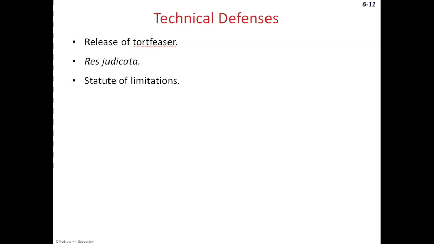Because the plaintiff has already received restitution for this action, for this injury, they no longer can sue the additional parties. Res judicata, or the thing has already been decided, is a legal principle that a claim cannot be retried between the same parties if it has already been legally resolved.